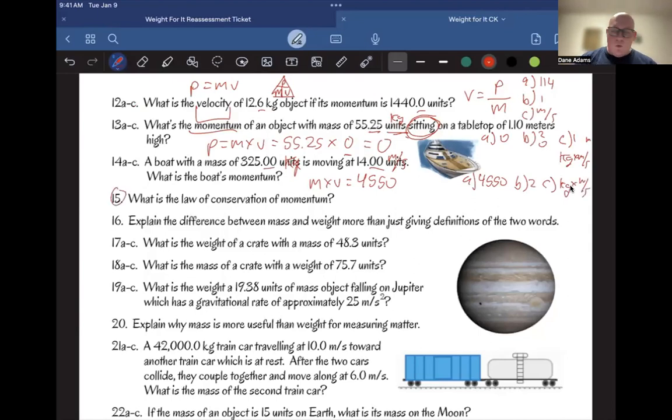Number 15 reads, what is the law of conservation of momentum? Really, it's just a statement of the law, okay? Now, a common misconception that crept up on our test, okay?